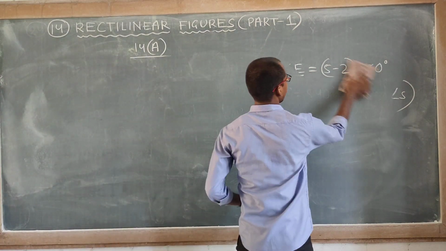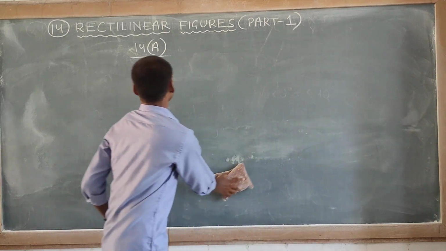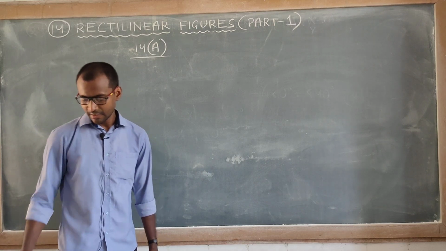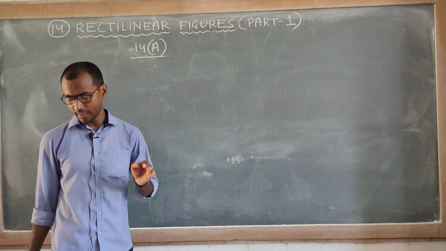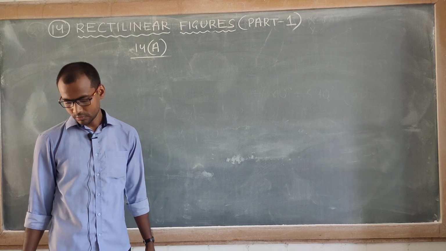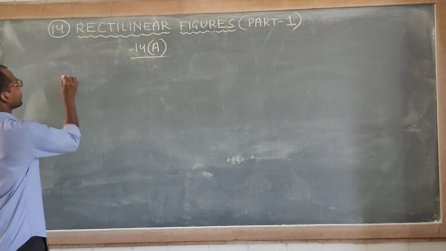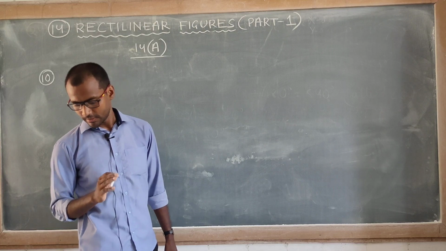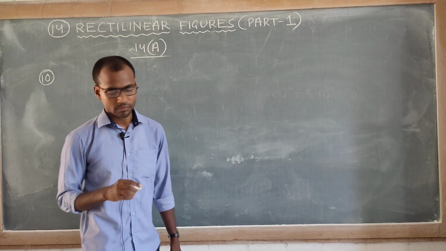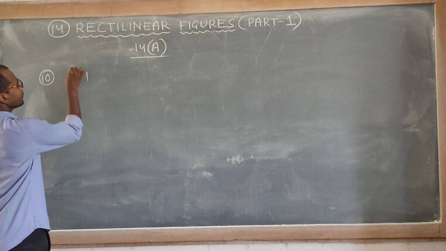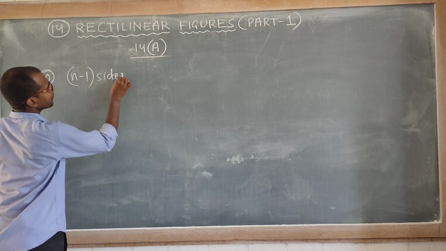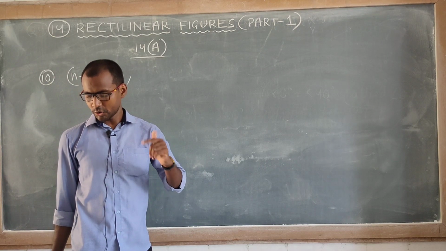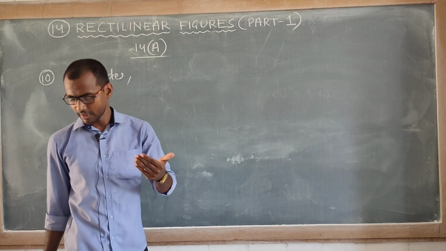Now let us move to the last example of this part. Same exercise 14a. Question number 10. The difference between an exterior angle of n minus 1 sided regular polygon. Okay. Number 10. The first regular polygon has n minus 1 sides, and it is a regular polygon. And an exterior angle of n plus 2 sided regular polygon. There is another regular polygon which has n plus 2 sides.